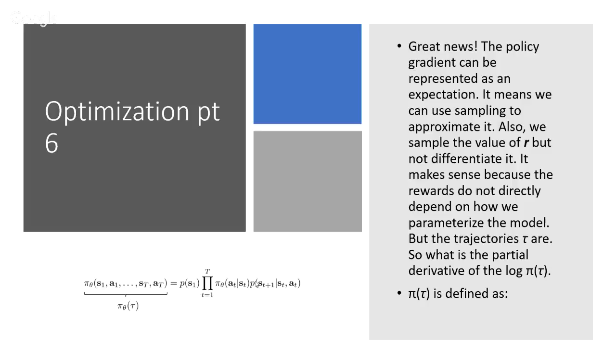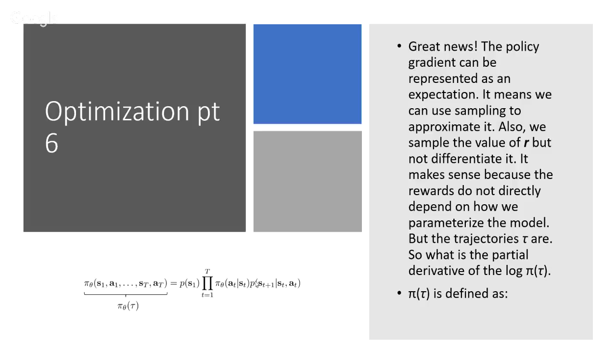Now, great news. Policy gradient can be represented as an expectation. It means we can use sampling to approximate it. Also, we sample the value of R but do not differentiate it. It makes sense because the rewards do not directly depend on how we parameterize the model, but the trajectories do.